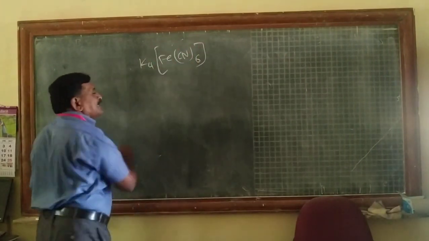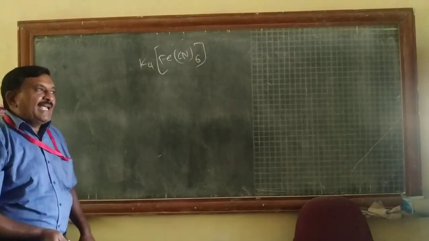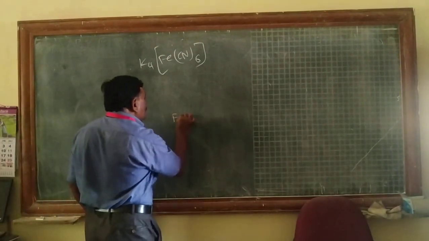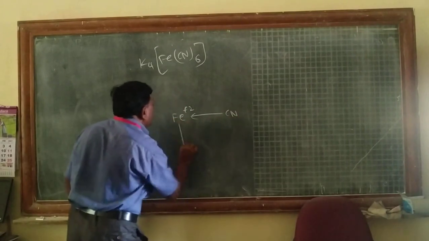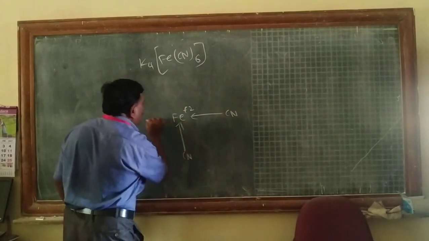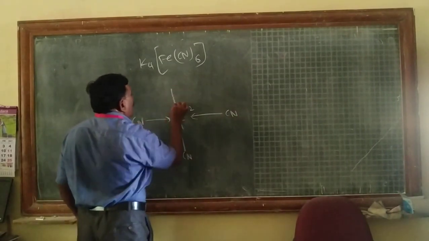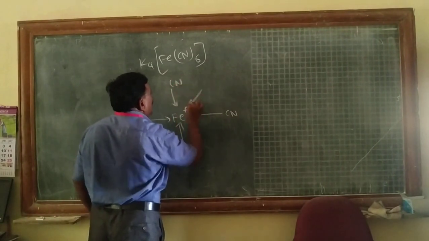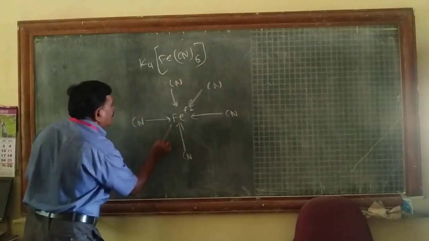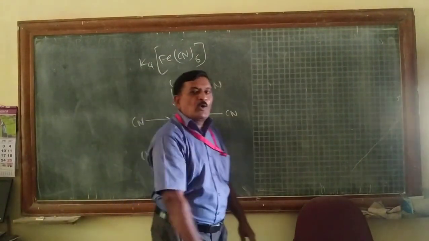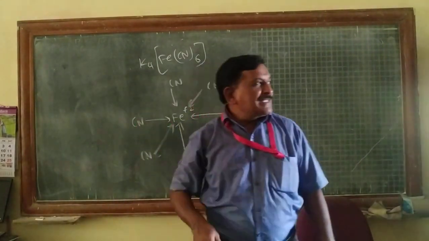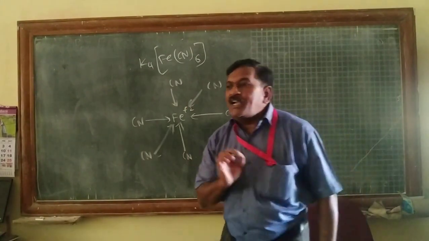K4[Fe(CN)6] will be called potassium ferrocyanide. If I write this structure, Fe2+, this is the first ligand, the cyanide, this is the second ligand, the third ligand, the fourth ligand, the fifth ligand, and the last one is the sixth ligand of cyanide ion. So these are all examples of monodentate ligands.